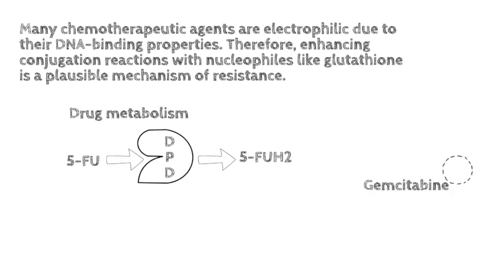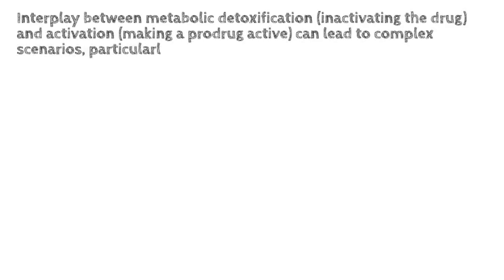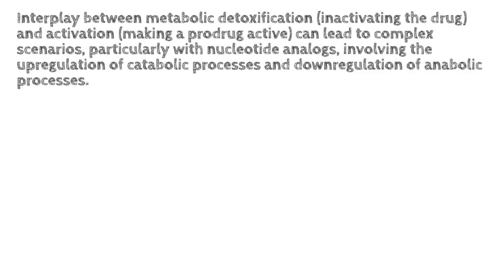For prodrugs like gemcitabine, which must be phosphorylated into active forms, diphosphate and triphosphate, to inhibit DNA synthesis, resistance can occur if the activating enzyme is downregulated. For gemcitabine, the enzyme is deoxycytidine kinase. Decreased levels of this enzyme have been shown in pancreatic tumor cells made resistant to gemcitabine. This interplay between metabolic detoxification, inactivating the drug, and activation, making a prodrug active, can lead to complex scenarios, particularly with nucleotide analogs, involving the upregulation of catabolic processes and downregulation of anabolic processes that affect the drug's cellular pharmacology.